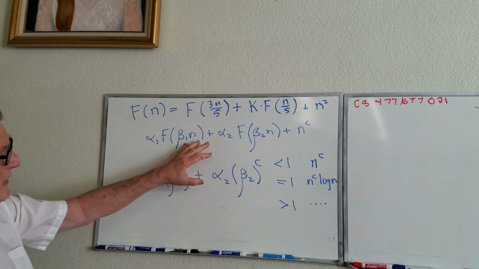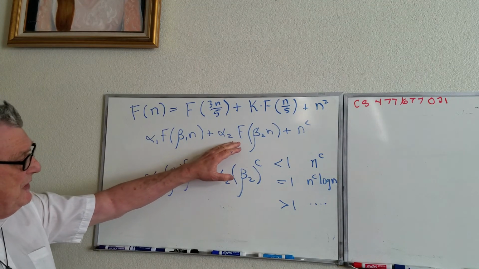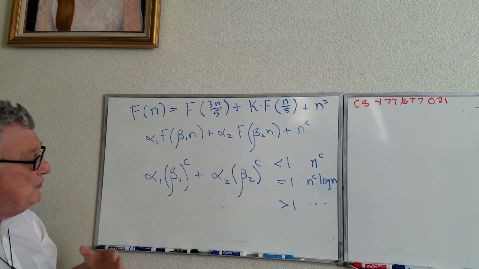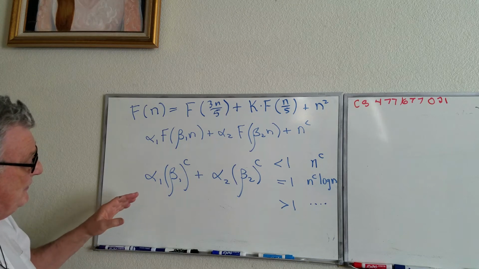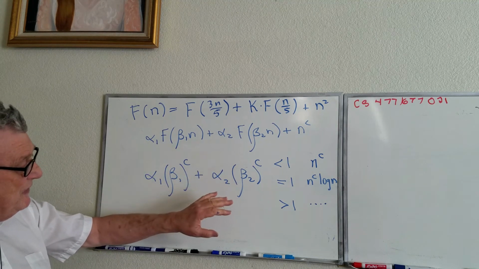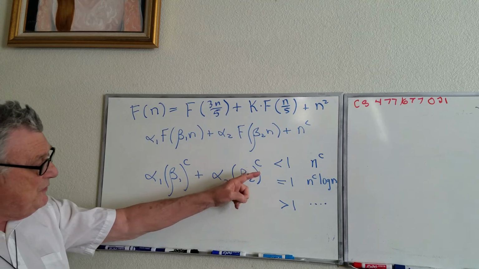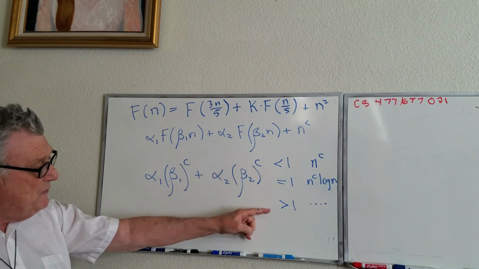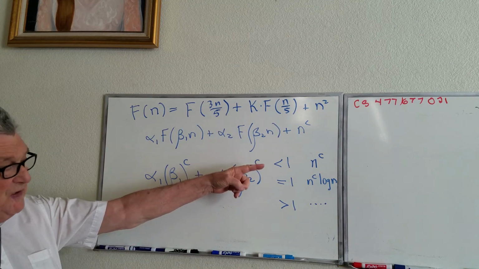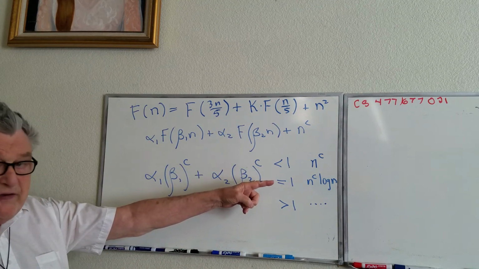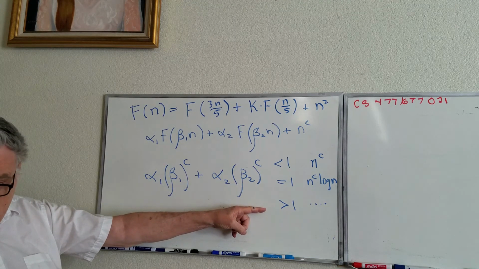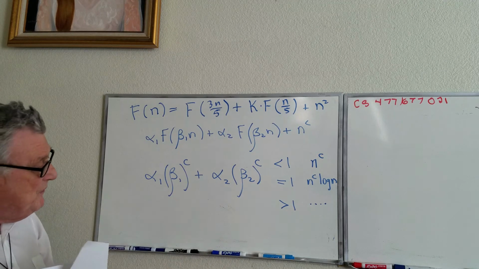Alpha 1 f of beta 1 n plus alpha 2 f of beta 2 n plus n to the power of c. Here c is 2. So what we do is we take alpha 1 beta 1 to the c plus alpha 2 beta 2 to the c, and we ask the question: is this equal to 1, less than 1, or greater than 1? If it's less than 1, the answer is theta of n to the c. If it's equal to 1, the answer is theta of n to the c log n, which is what we want. If it's greater than 1, the answer is more complicated. I'll put that on the other board.